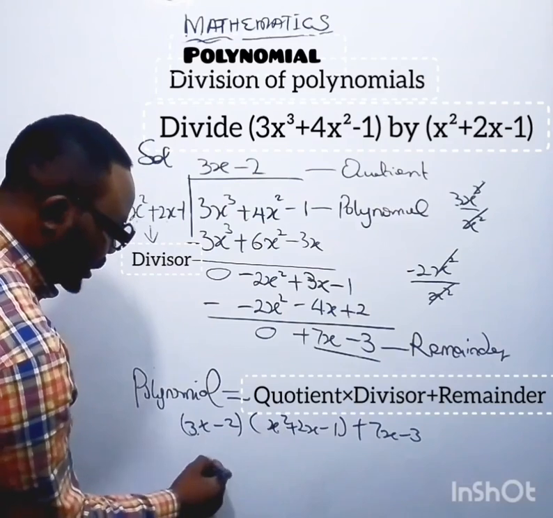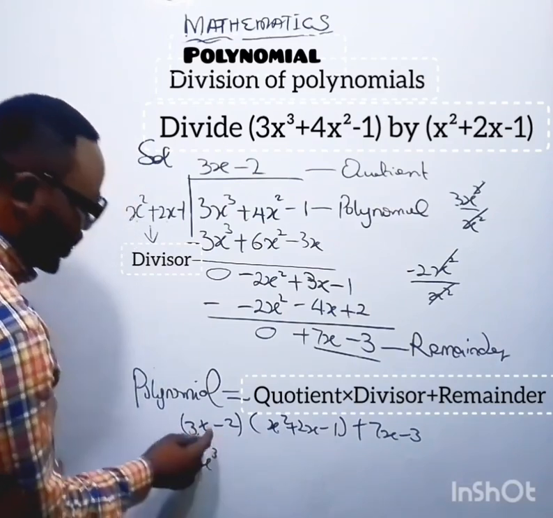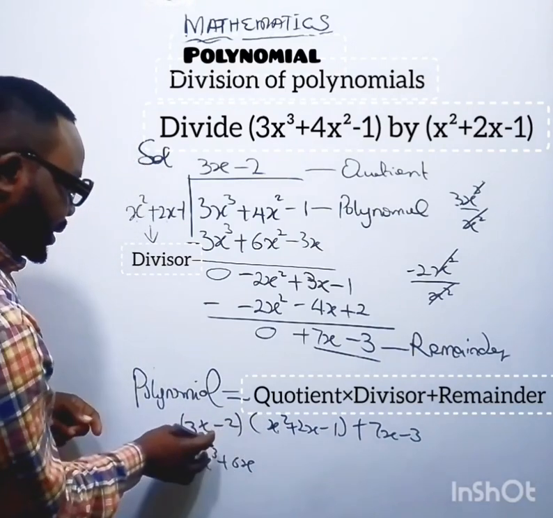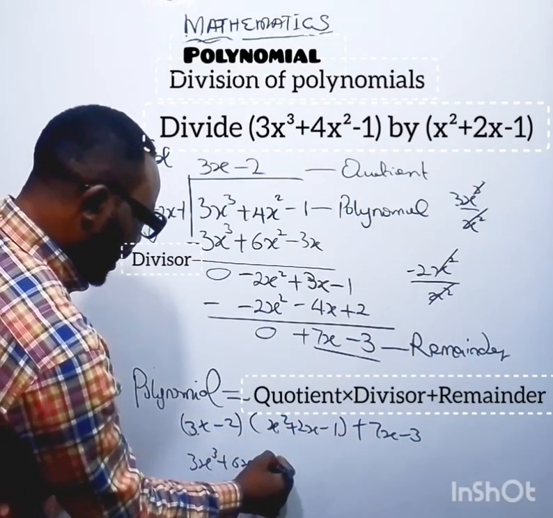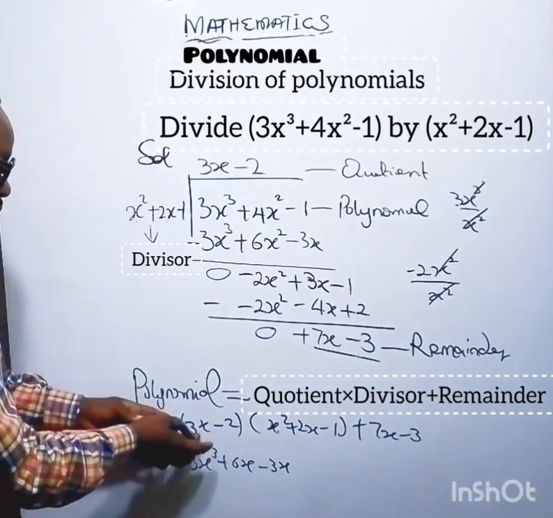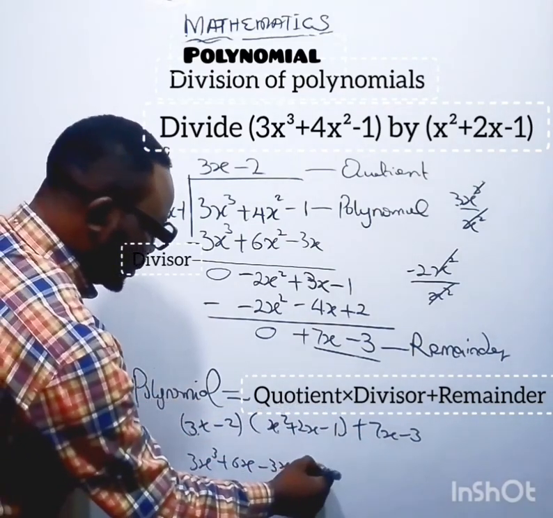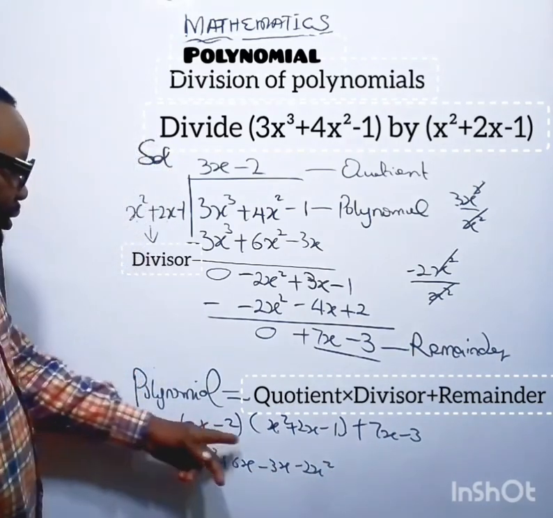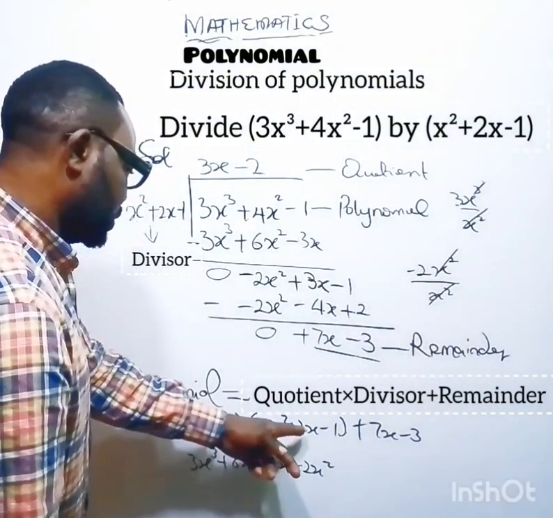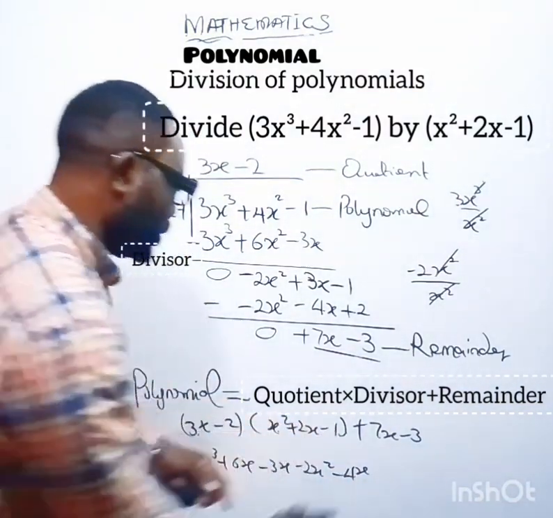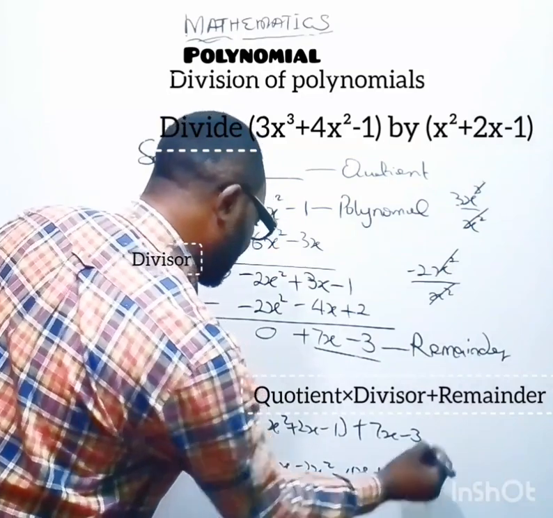So 3x times x squared, that's 3x raised to the power of 3. 3x times plus 2x, that's plus 6x squared. 3x times minus 1, that is minus 3x. I've used this 3x to multiply everything. I come to minus 2 now. Minus 2 times x squared, minus 2x squared. Minus 2 times plus 2x, that's minus 4x. Minus 2 times minus 1, that is equal to plus 2.